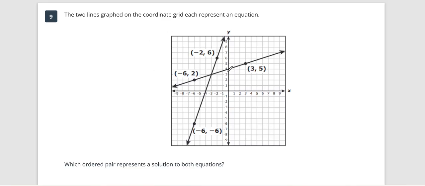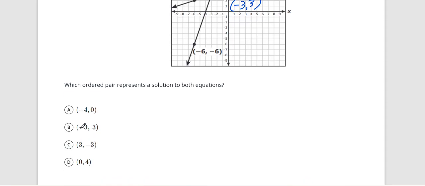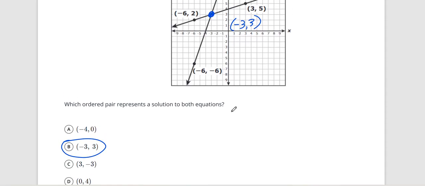Okay, don't even read these. It's where they cross. That is the answer right there. So the answer is -3 and 3. -3 and 3, and B. Very easy. Make sure you go back and read that.